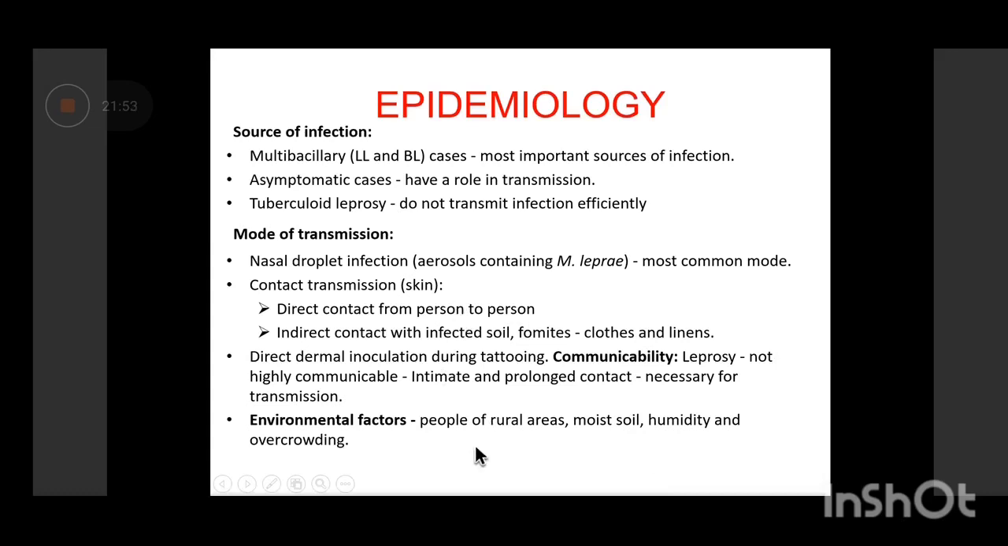Apart from these, environmental factors like living in rural areas, with moist soil, humidity, and overcrowding, may play a role in the transmission of the disease. And it has been seen that males are infected more as compared to females.